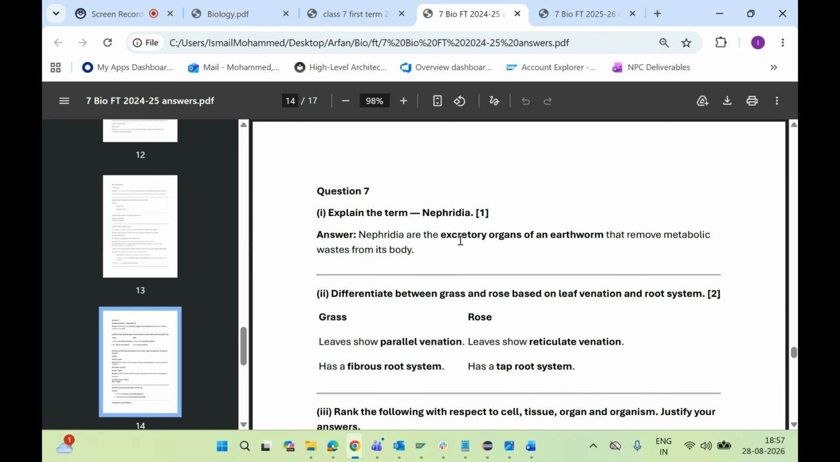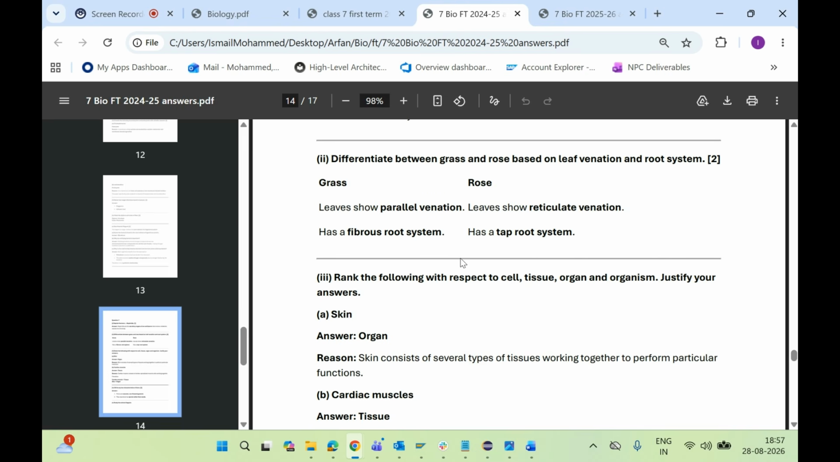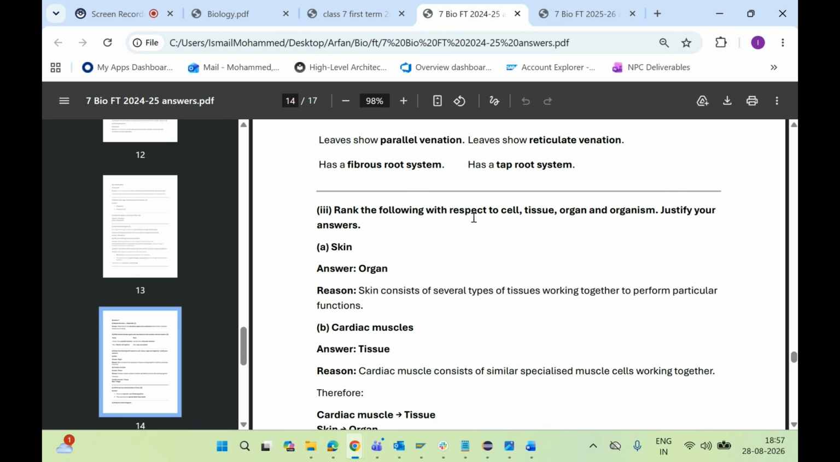Explain the term nephridia. This is important. Nephridia are the excretory organs of the earthworm that remove metabolic waste from its body. Basically, excretory organs of the earthworm are called nephridia. Okay. Differentiate between grass and rose based on leaf. So this is plant kingdom. Omit this one.